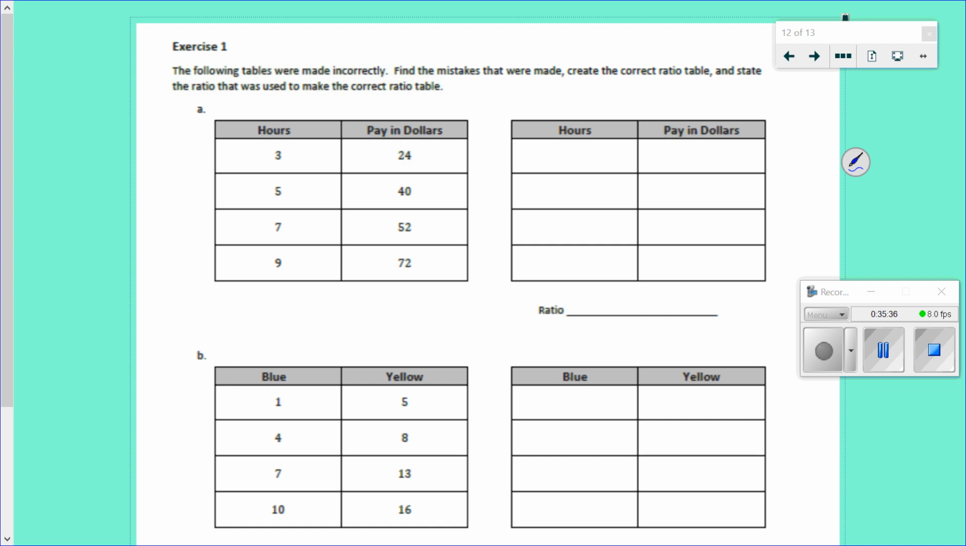Okay, guys. Now, the following tables were made incorrectly. Find the mistakes that were made, create the correct ratio table, and state the ratio that was used to make the correct ratio table. So 3 things that we have to do. Okay, Aaron, since you're so good at these, what is a mistake in our table for part A?